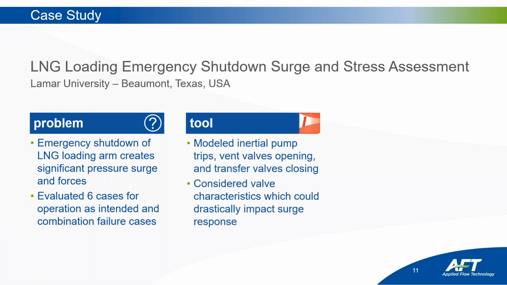So they used Impulse to model inertial pump trips, meaning that the pump has turned off, whether intentionally or unintentionally, and the pump is winding down, vent valves opening, and transfer valves closing. So any kind of valve transient occurrence will change the system that you're looking at and induce pressure waves. They also wanted to consider the valve characteristics, which would drastically impact the surge response.